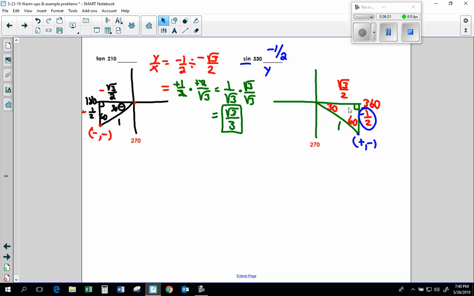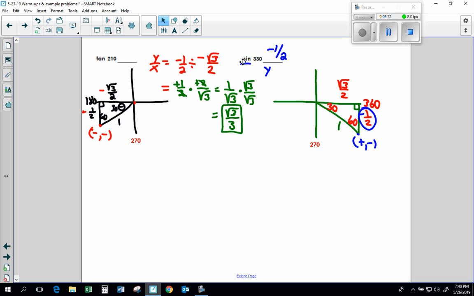Again, it's a 30, 60, 90. So notice the numbers are exactly the same as we had over here because it's a 30, 60, 90. We have 1/2 opposite 30 degrees, and square root of 3 over 2 opposite 60 degrees, just like we have over here, no different at all. So now we just have to check our signs. X better be positive, yes it is, and Y better be negative, yes it is.